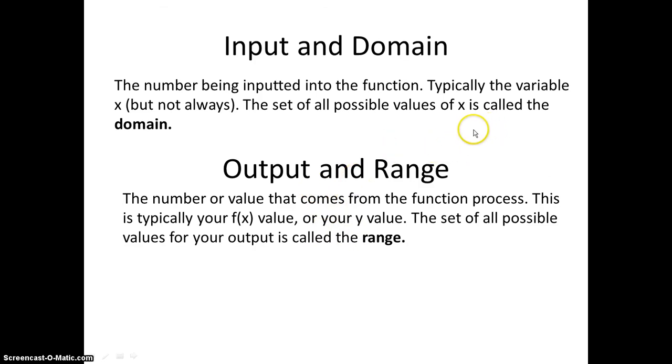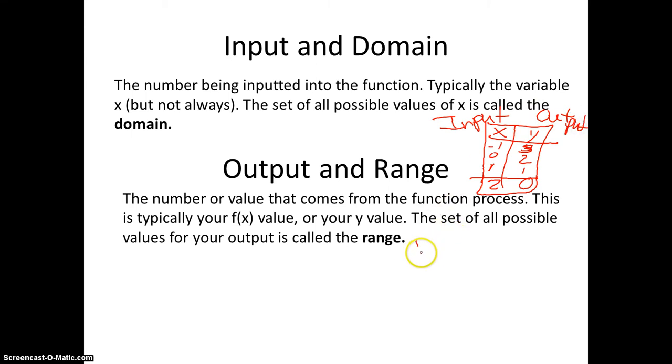So let's say if I have a table, and I have x and y, and say I have negative 1, 0, 1, and 2. And then I get 3, 3, 2, 1, and 0. Now, this is my input, my x, and what I get out is my y, my output.